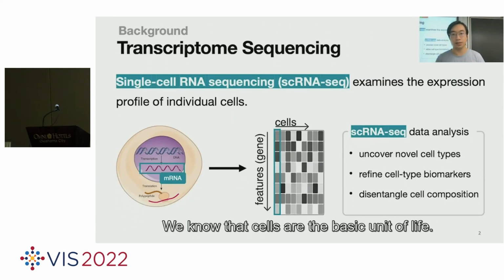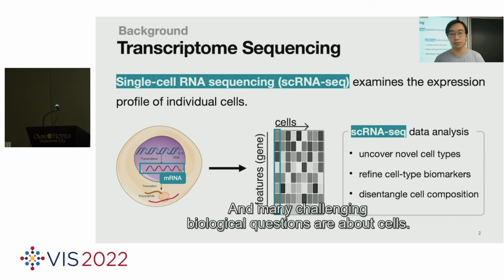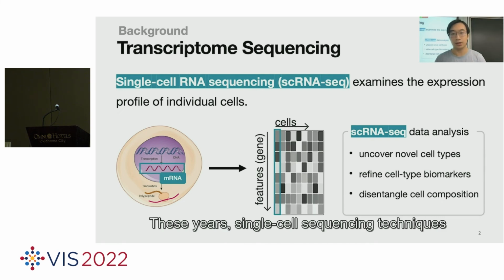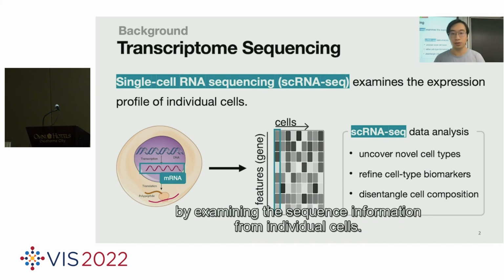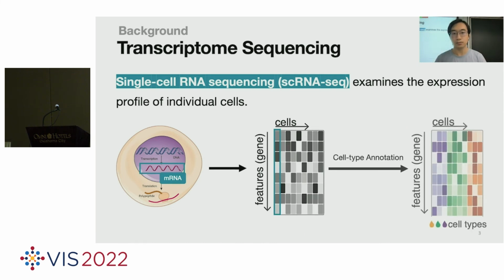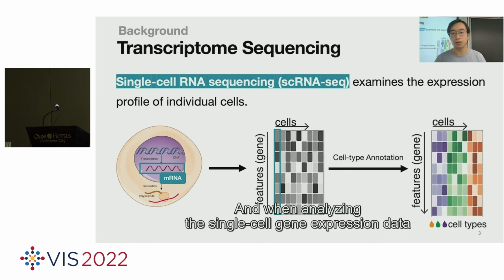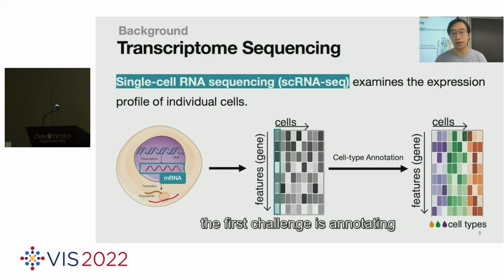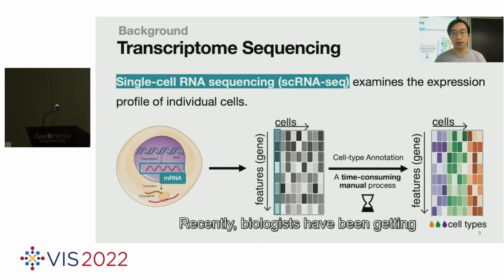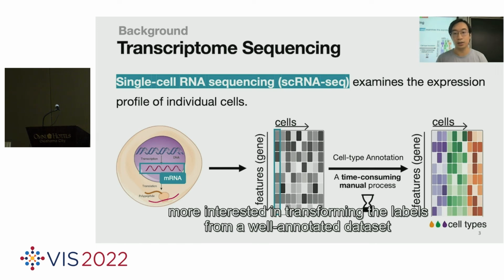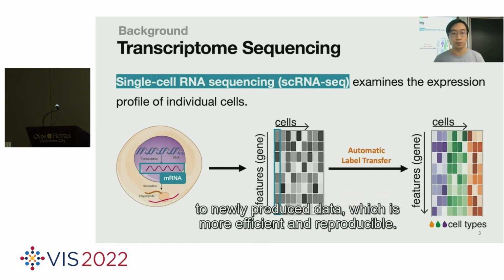We know that cells are the basic unit of life, and many challenging biological questions are about cells. These years, single-cell sequencing techniques have been increasingly developed to answer these questions by examining the sequence information from individual cells. When analyzing single-cell gene expression data, the first challenge is annotating the cell type, which is usually done manually and is time-consuming. So recently, biologists have been getting more interested in transferring the labels from a well-annotated dataset to newly produced data, which is more efficient and reproducible.